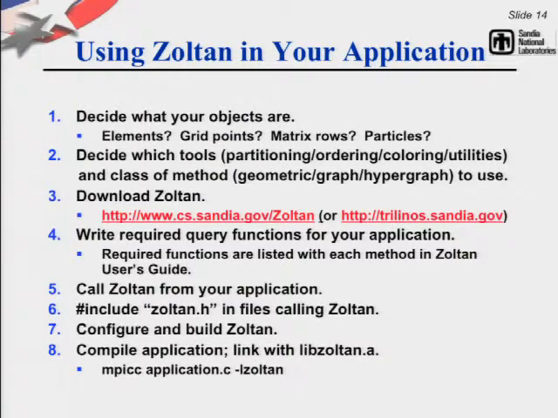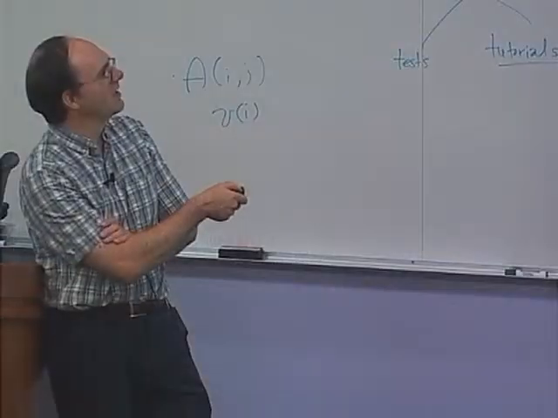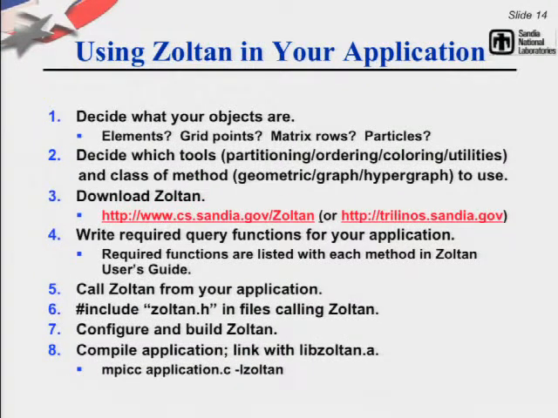So here I tried to make a little checklist of what to do if you want to use Zoltan. First you need to think about what problem you want to solve. What is my data? What are what we call the data objects in Zoltan? Are they finite elements, grid points, matrix rows, or particles? That will determine how you're planning to do your decomposition.